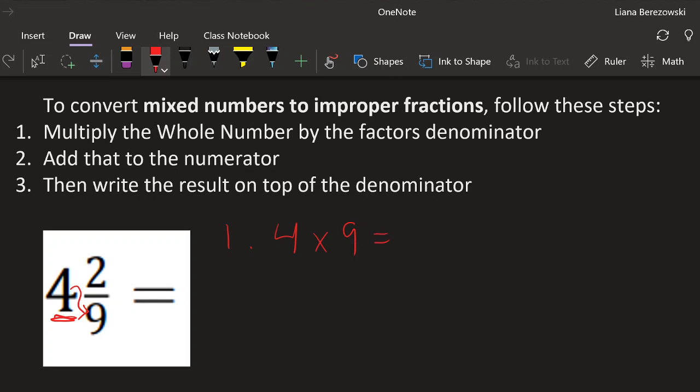Okay, that's going to give us 36. Add that to the numerator, so 36 plus 2 is going to be 38. And then write that result on top of the denominator. So our denominator is 9. Okay, the denominator doesn't change. So we're going to write 38 over 9. So 4 and 2 ninths is equivalent to saying 38 ninths. These are 2 equivalent fractions here.